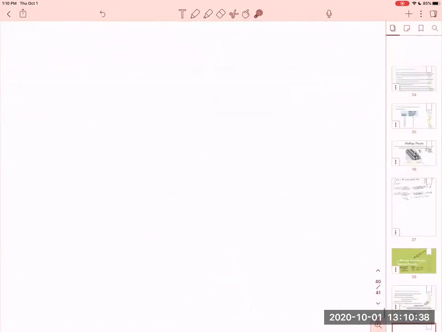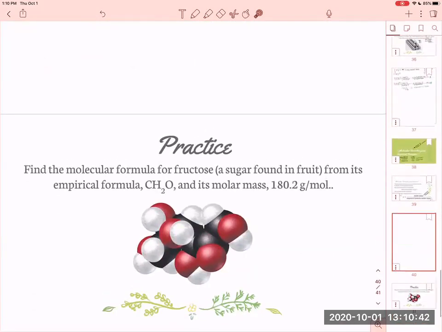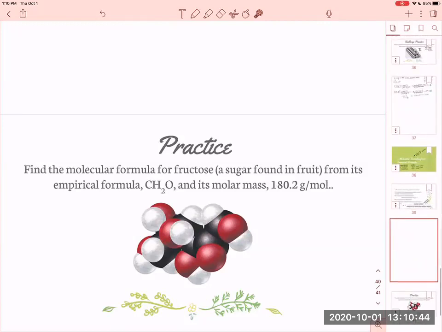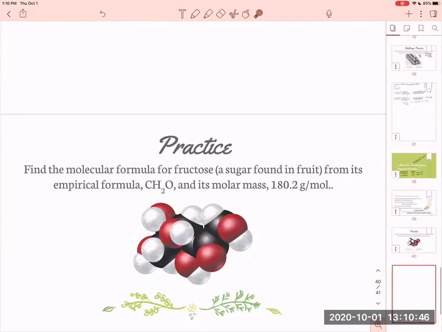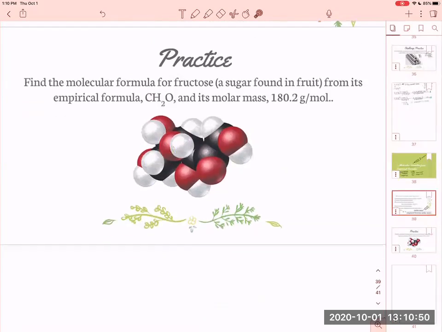All right, so looking at this, I put this page in the wrong place. Find the molecular formula for fructose, okay? So let's say we did all our math and found our empirical formula. And I give you the molar mass of fructose, okay? And we know it's probably not CH2O because I can already see you got a lot of carbons hanging out in the structure here. It's kind of a bigger molecule. So first we have to find this factor. What's the factor difference between empirical and molar mass?